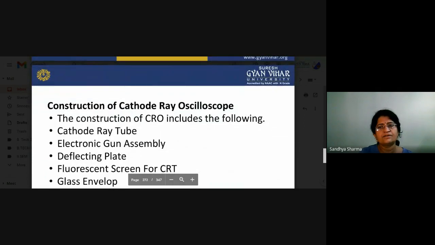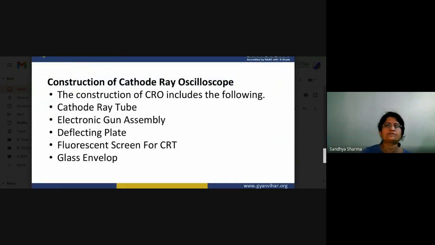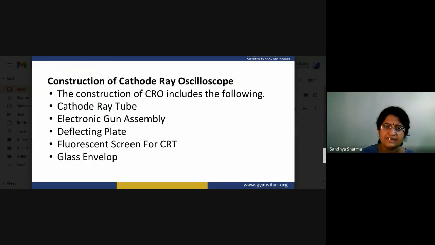Now we will focus on the construction of the cathode ray oscilloscope. So the construction of CRO: the first main part is the cathode ray tube. Another one is the electron gun assembly. After that there are the deflection plates, the fluorescent screen for the CRT, and the glass envelope. So that is basically complete.